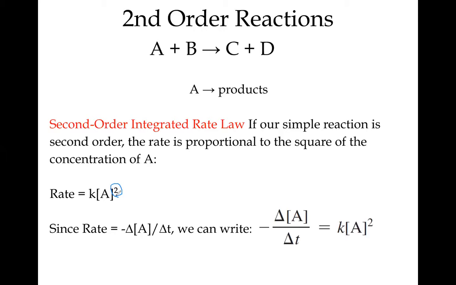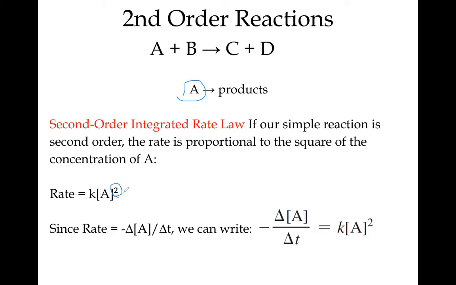All right. So we're just focusing on A right here and how it goes to some product, whether that's a decomposition of A or changing to a new molecule. We say that the rate is proportional to the square of the concentration, right? The square, because second order reactions have an exponent of 2.